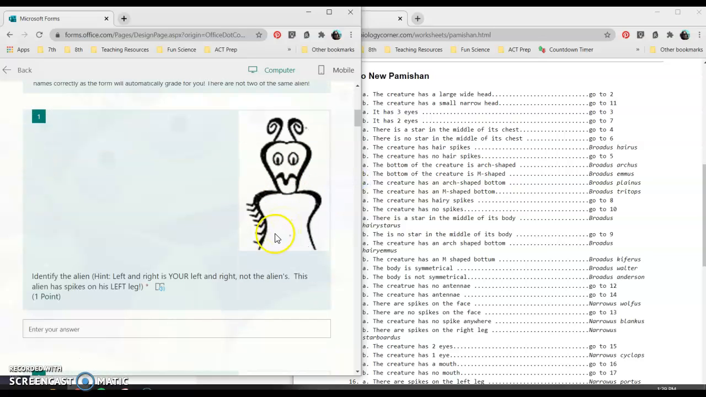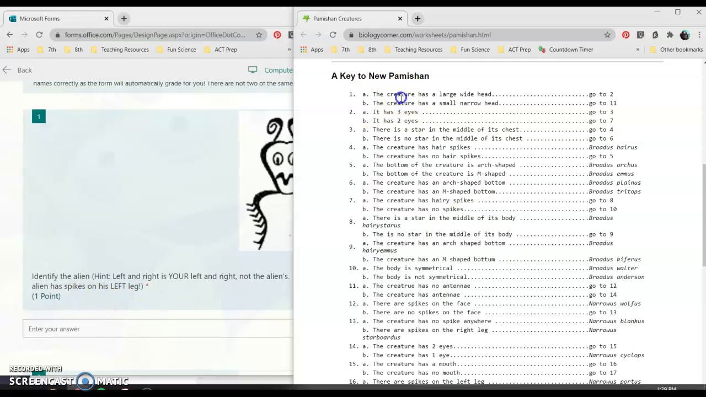Okay, so let's go ahead and take a look at our first alien, and I'll do a couple examples with you guys. So again, with all these aliens, you start on number 1. So identify the alien. Let's start up here with number 1. So the creature has a large wide head or a creature has a small narrow head. That will be the only first question you ask yourself every time. So this guy has a small, narrow head. Tells you to go to question 11.